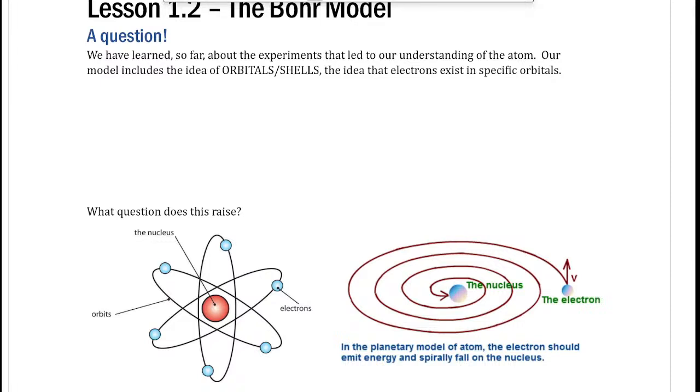Today we're going to look at the Bohr model of the atom. And the question is this: if our model of the atom is protons and neutrons surrounded by electrons in an orbital that are spinning around, why don't the electrons eventually spiral their way into the nucleus? Why doesn't their orbit decay?